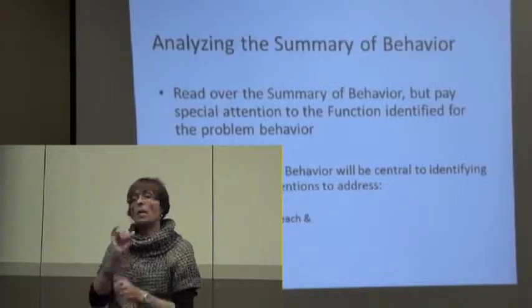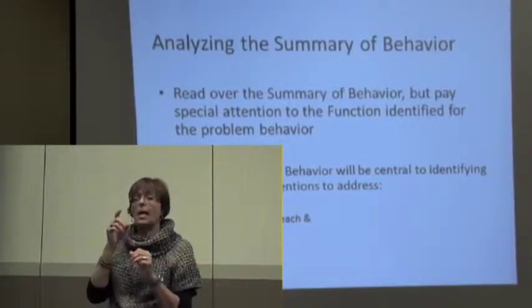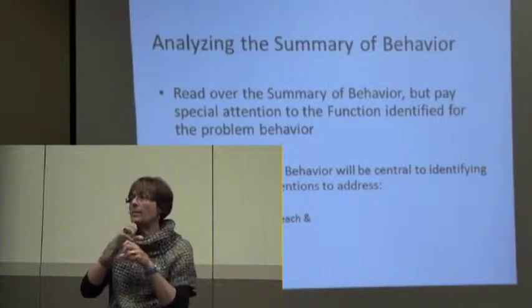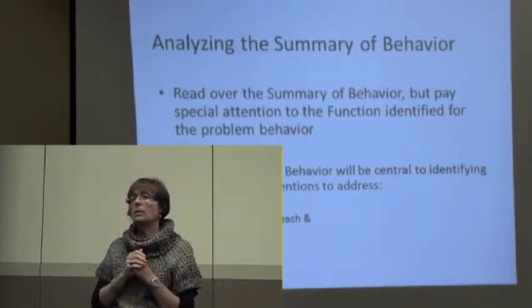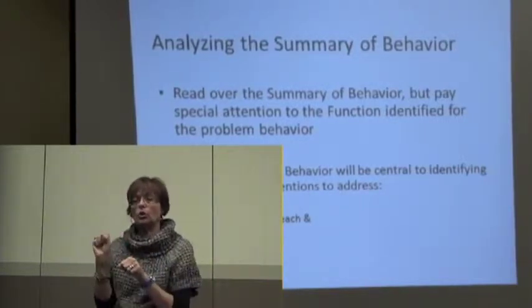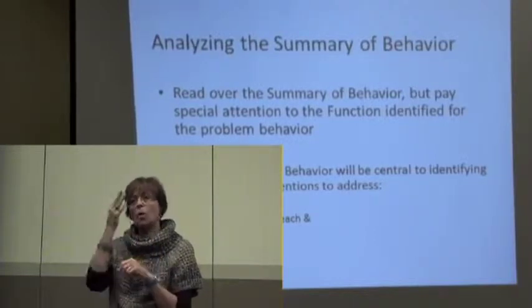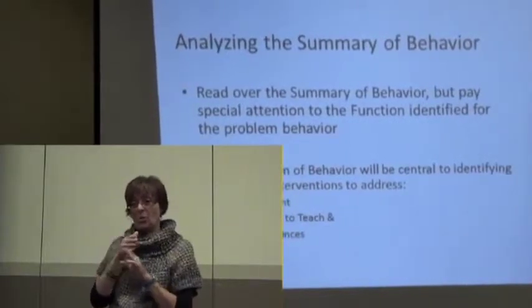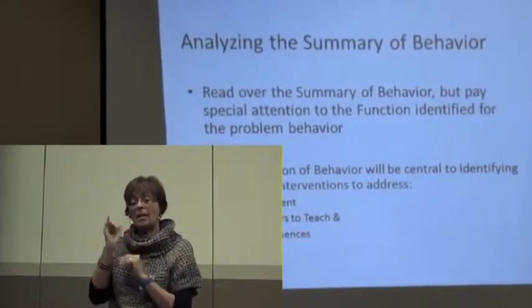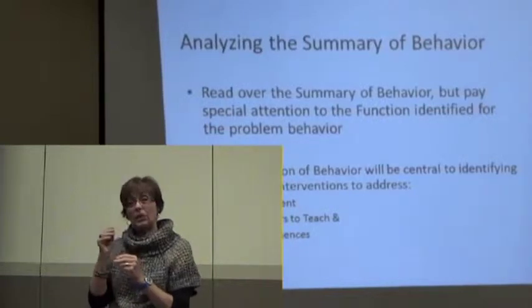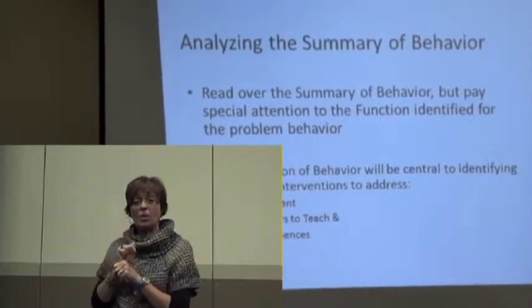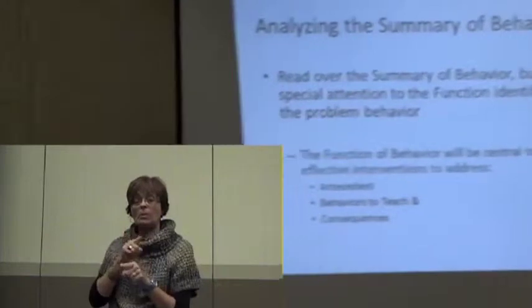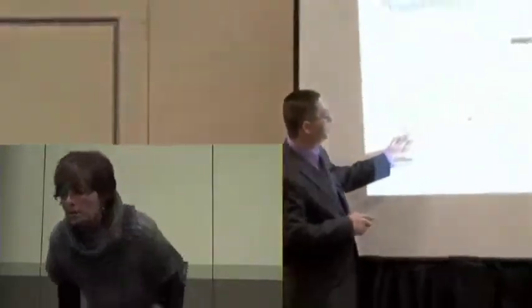So the first step that we really do and teach is to make sure you look at that summary of behavior, paying special attention to the function of the problem behavior. Because from that function, we're then going to look at: do our antecedent strategies address that function? Does the way that we teach, and are we teaching ways to get that function differently? And of course, the way that we respond based on the function, allowing the student to get their outcome. So this is Morgan's summary statement.